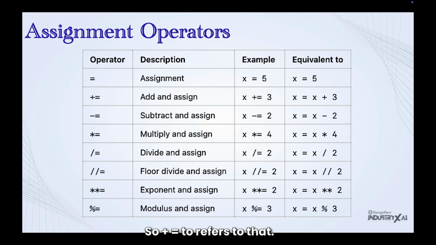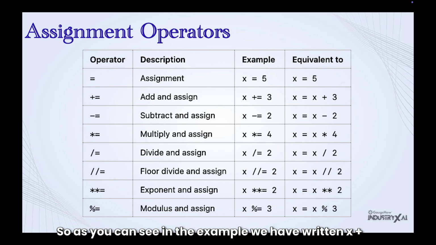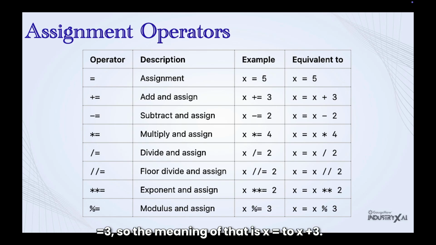Plus equal to means that first we will add and then assign the value. As you can see in the example, we have written x plus equal to 3, and the meaning of that is x equal to x plus 3. In the same way, if we have written x minus equal to 2, then the meaning of that is x equal to x minus 2. In the same way, you can understand the meaning of the remaining operators.